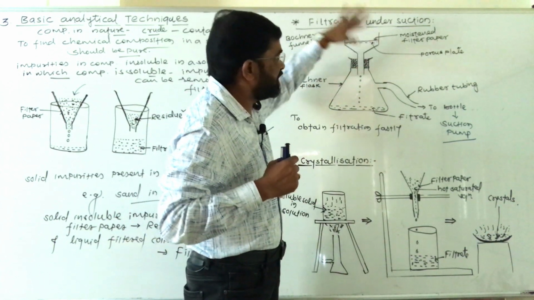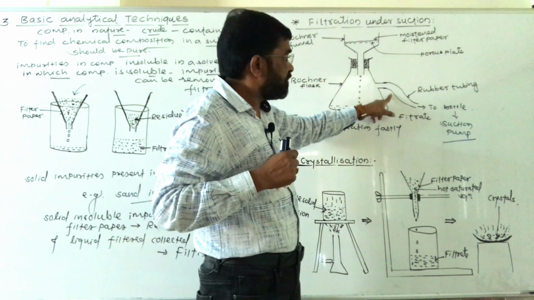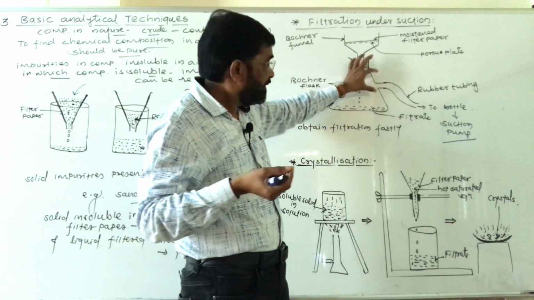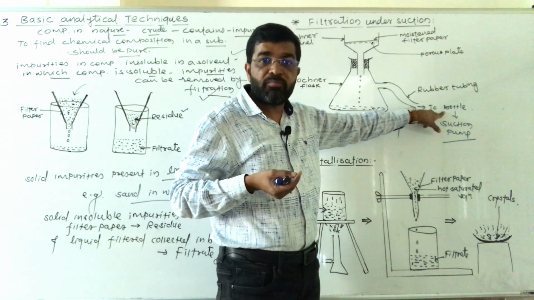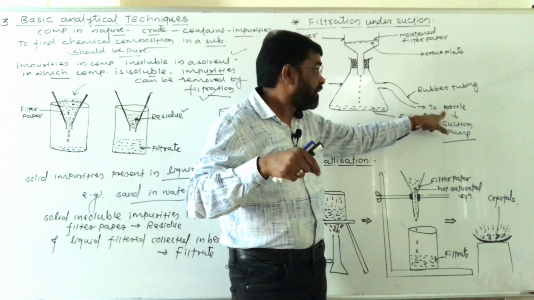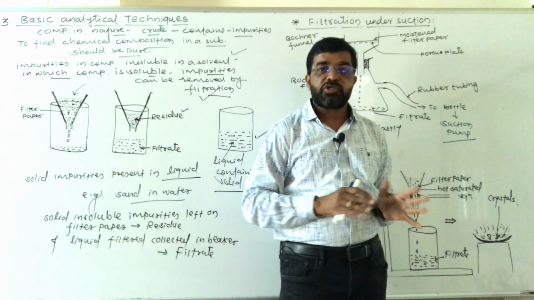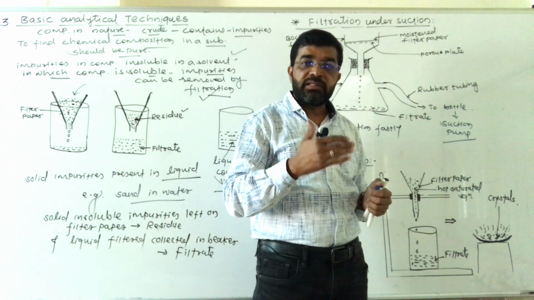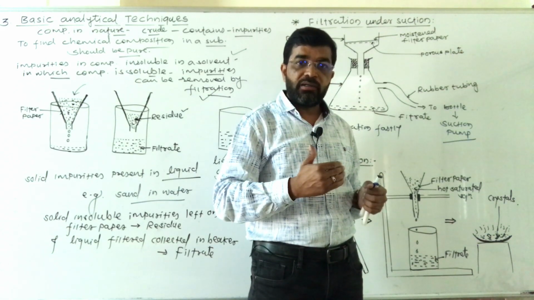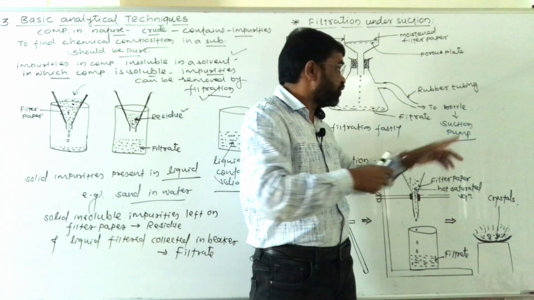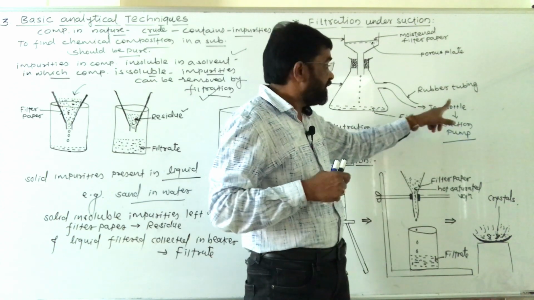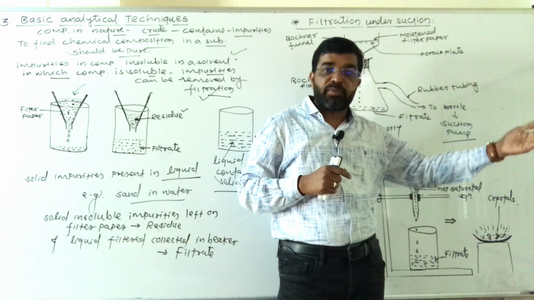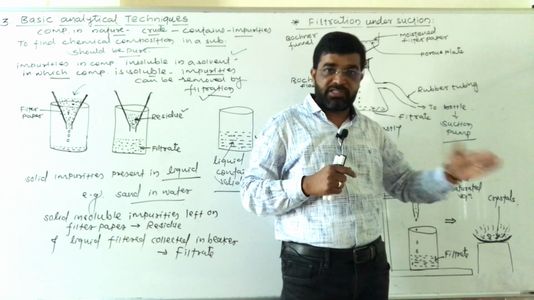It is tightly fitted and closed, and this rubber tube is attached to the Buchner outlet and connected to a safety bottle, and that safety bottle is connected to a suction pump. The safety bottle's function is that the filtrate or liquid should not pass into the suction pump; it prevents that.